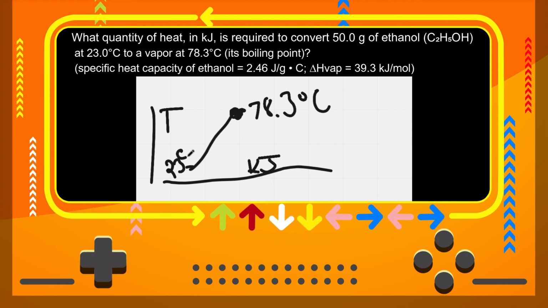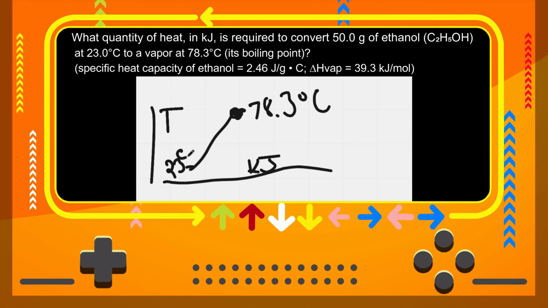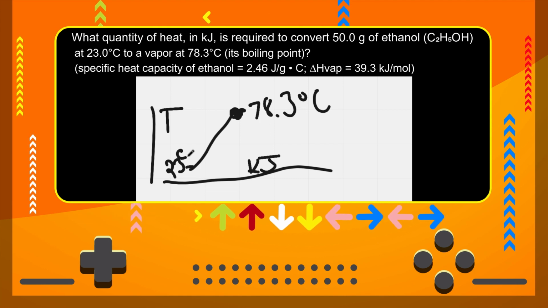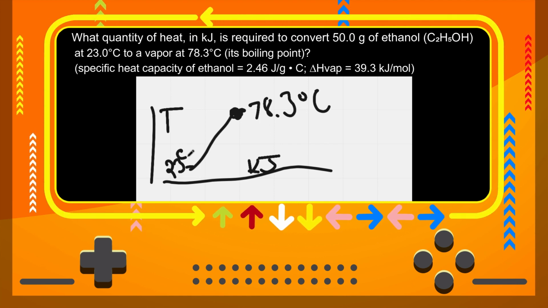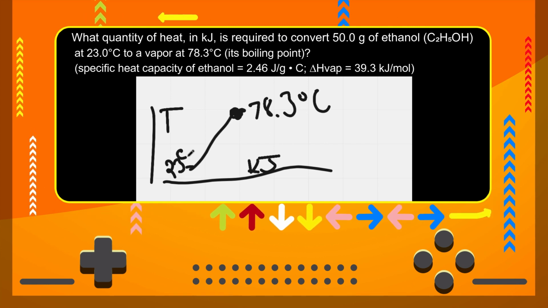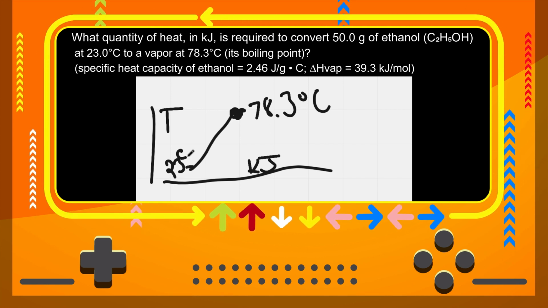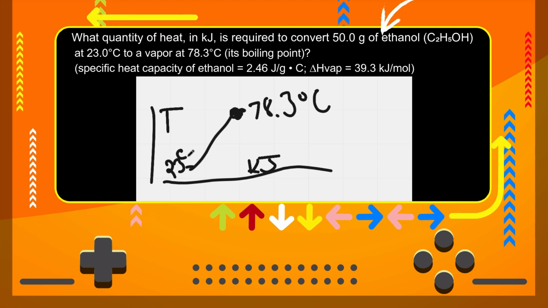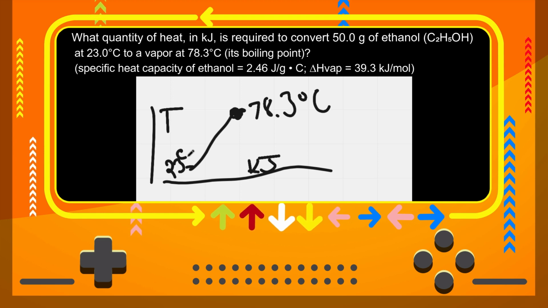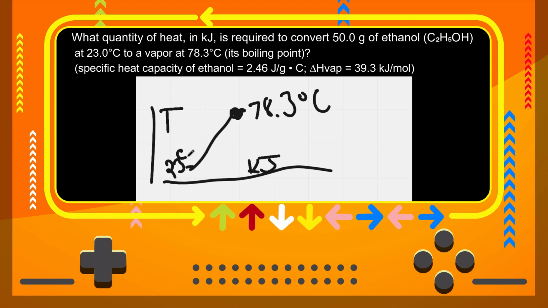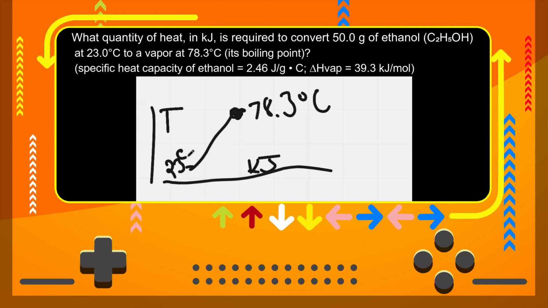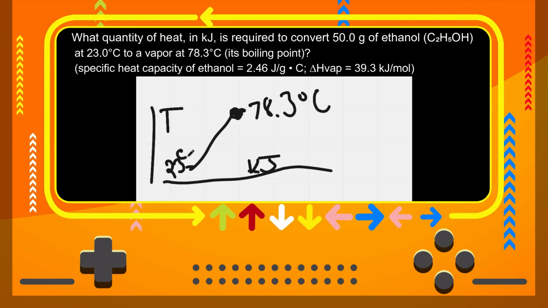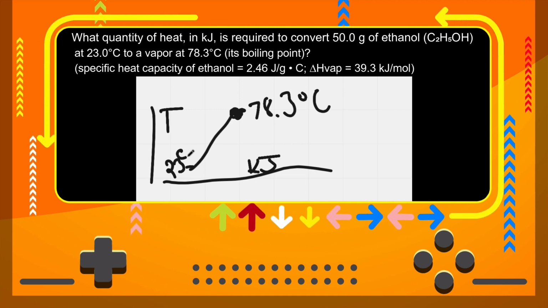So the two steps that I'm paying attention to are heating the liquid up, and then once we heat it up, we reach the boiling point. That's a key step, because reaching the boiling point lets me know that we're going from a liquid to a gas. In this case, that's 78.3 degrees Celsius. Because we have a phase change here, we're going to need the enthalpy of vaporization, which they happen to give to us. Look at that question. Really look at this question.